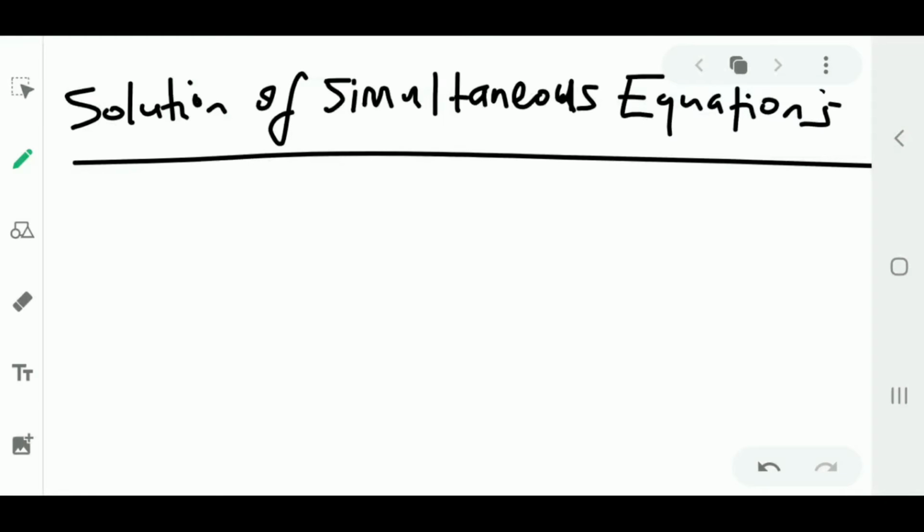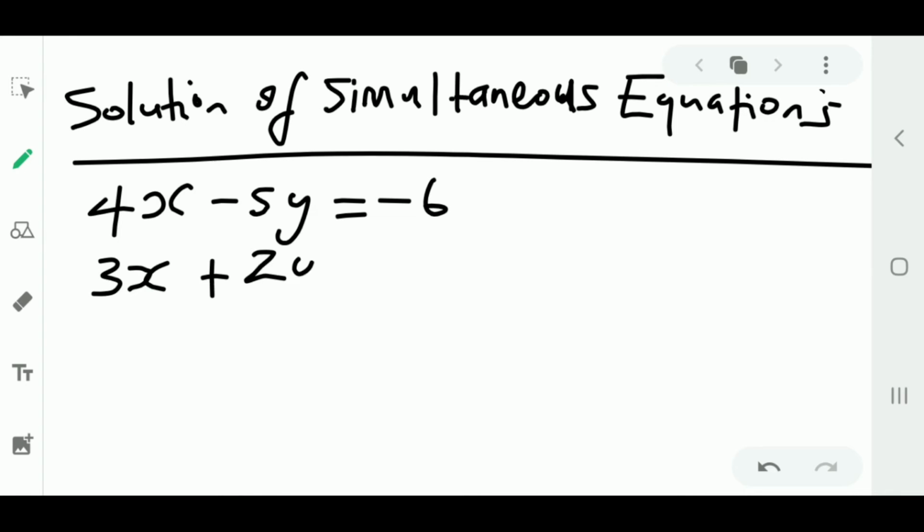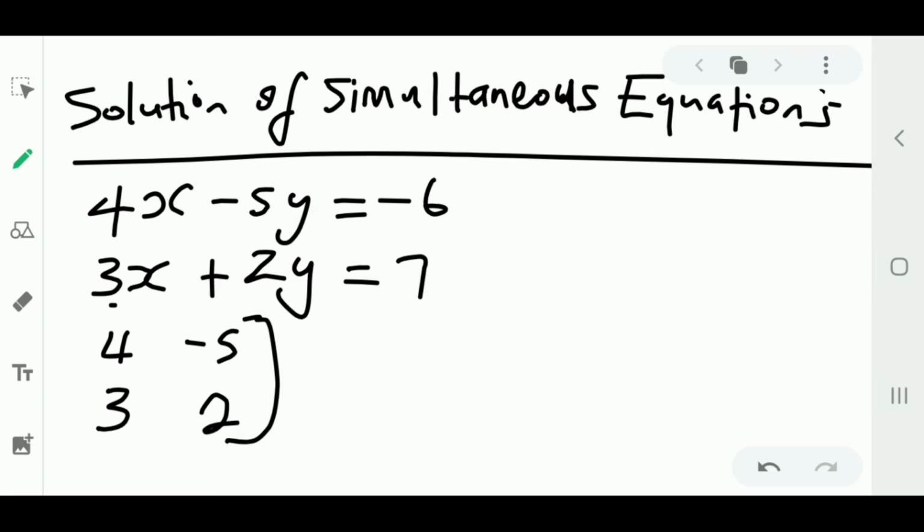So let's try and solve simultaneous equations using matrices. Let's say we're given a pair of simultaneous equations: 4x minus 5y is equal to minus 6, and 3x plus 2y is equal to 7. The first thing you'd want to do is put the numbers beside the variables in a bracket by themselves: the 4, the 3, the minus 5, and the 2. Then the variables you put in a bracket by themselves as well.